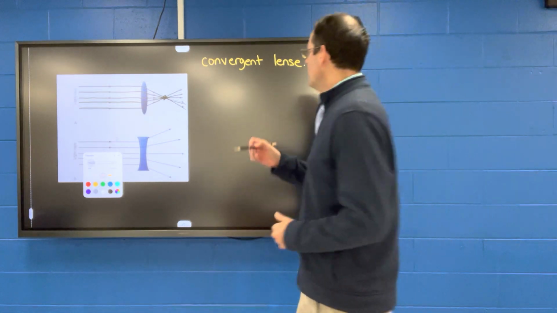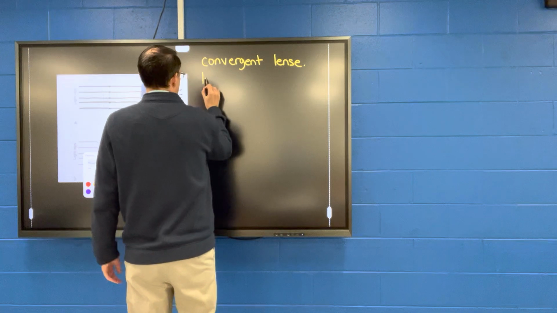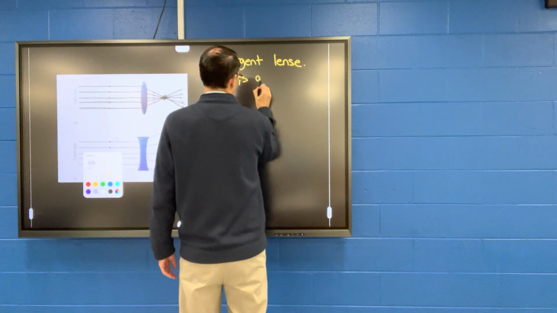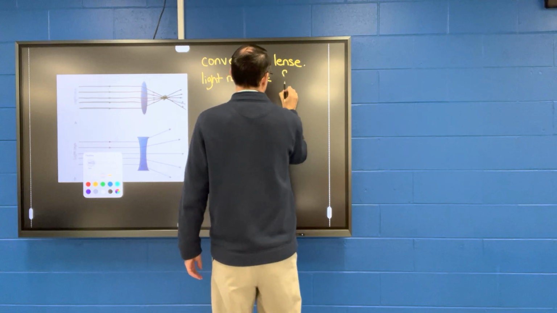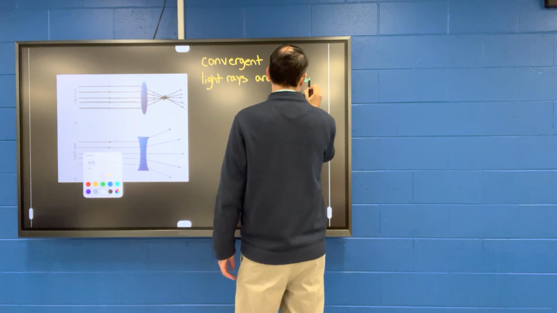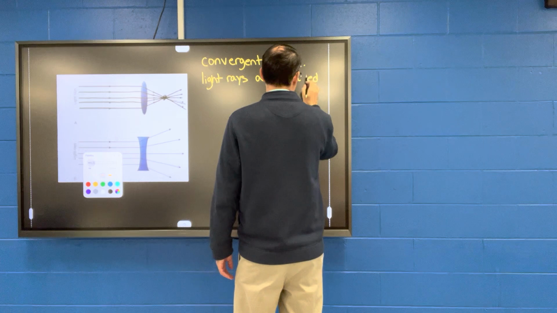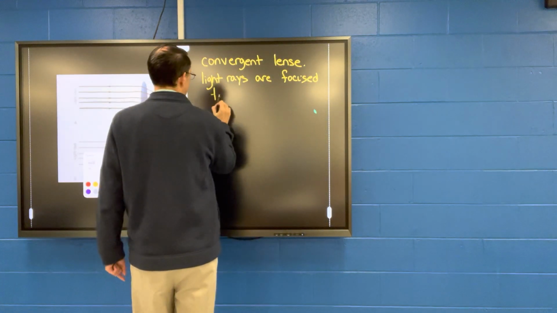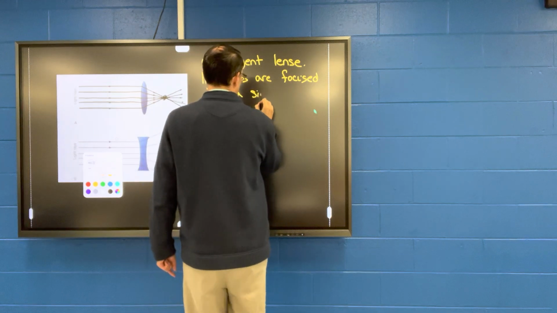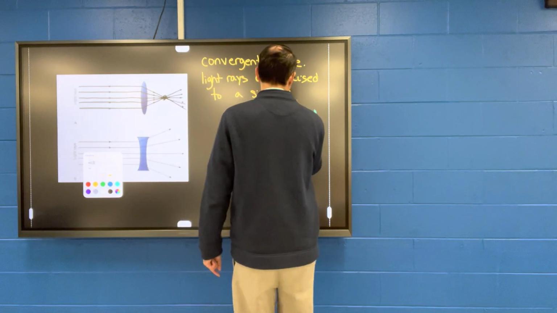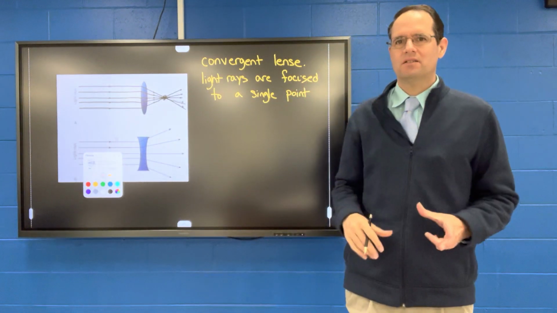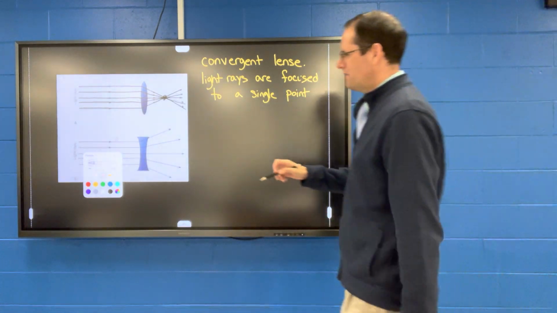So all of the light rays are focused to a single spot, and that's what the word focused means. It means one spot, basically. I'm going to say a single point. It's really a three-dimensional situation, like with a lens, a magnifying lens.